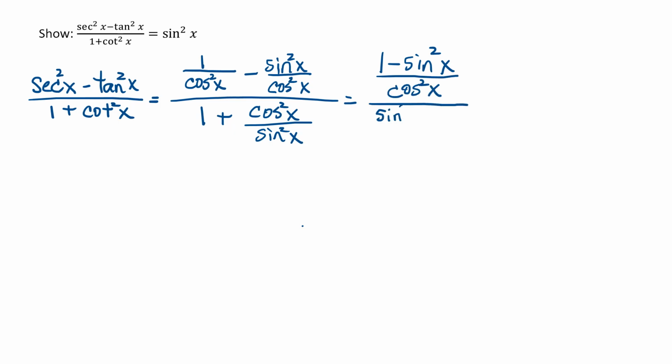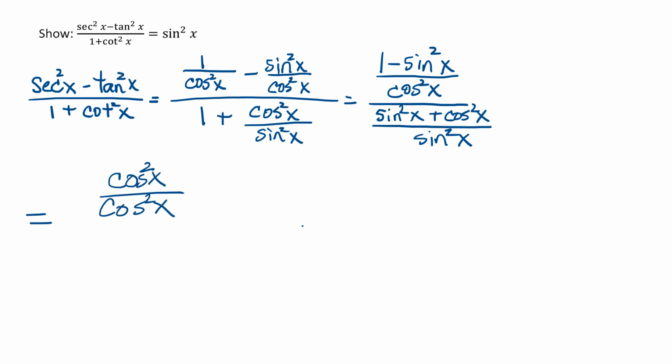And then in the denominator, I can get a common denominator of sine squared x by multiplying 1 by sine squared over sine squared. If I look at the numerator of this complex fraction, I've got 1 minus sine squared x over cosine squared x. I know that since sine squared x plus cosine squared x is 1, that means that 1 minus sine squared x is cosine squared x. So I can substitute that.